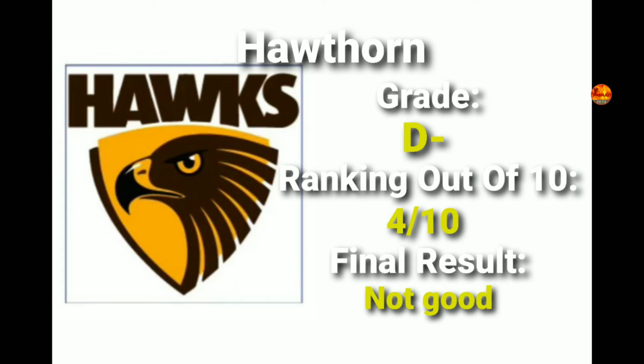Alright, so Hawthorn now. I've given them a D-, a 4 out of 10. Their final result, not good. Hawthorn were having a massive sale of Luke Bruce, Jack Gunston, Tommy Mitchell, Jaeger O'Meara. No one got sold. They lost Tim O'Brien. Again, not a very big trade period. Yes, they may have gained Max Lynch, but I can't really think of anyone else that they've gained in this trade period.